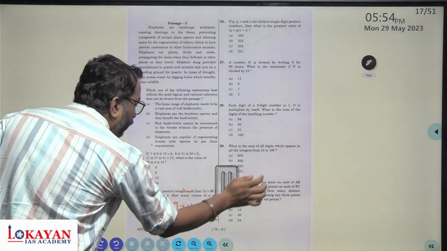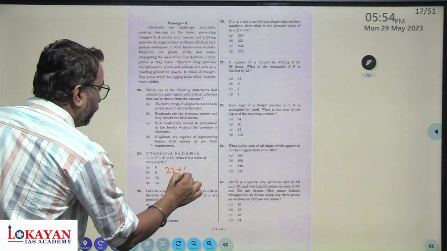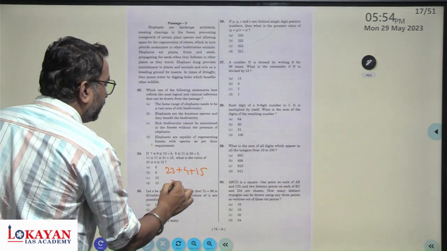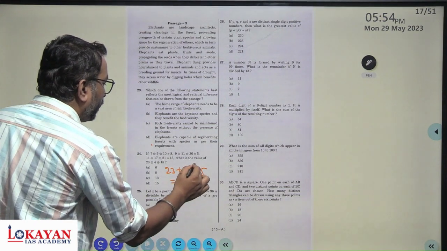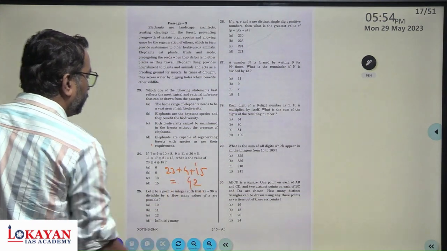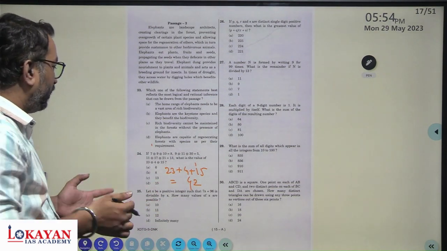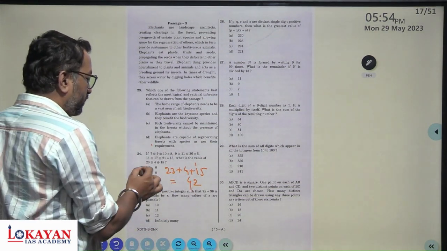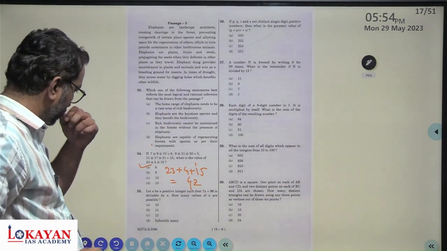So what we have to do? We have to find 23 plus 4 plus 15. कितना होता है? 5 plus 4, 9 plus 3, 12. Carry 1, 2, 2, 4. 42 is the addition, but that is not the answer. We have to add the digits of that answer. So 4 plus 2 will be 6.